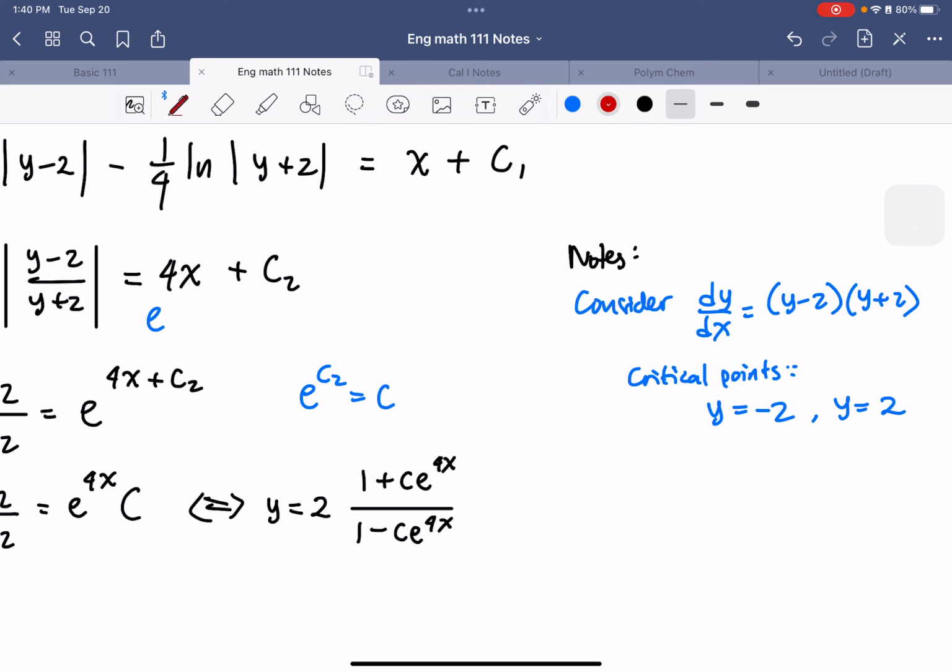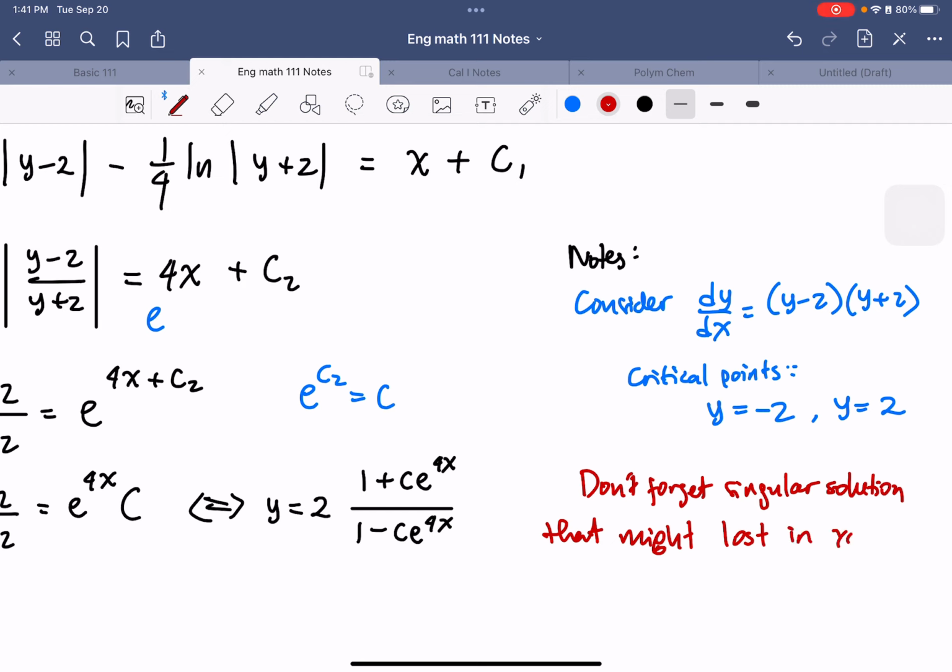So let me write here. So don't forget the singular solution that might be lost in your calculation. Lost means when we have this, we don't really think that it can be negative 2, but when we go back to the original equation, it should have this 2.